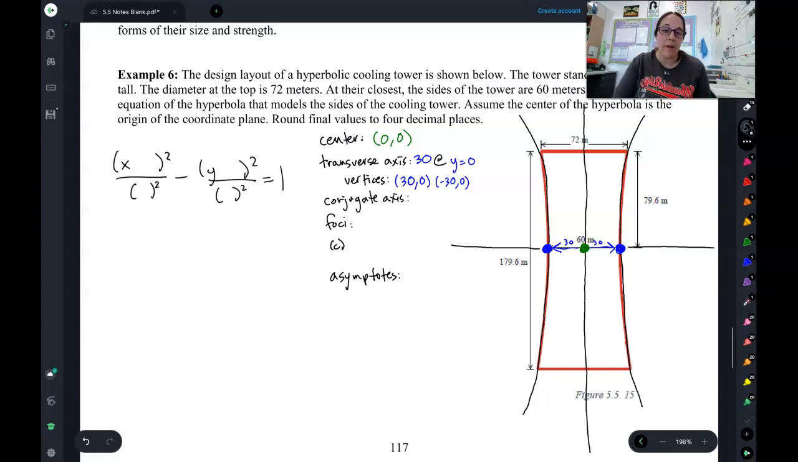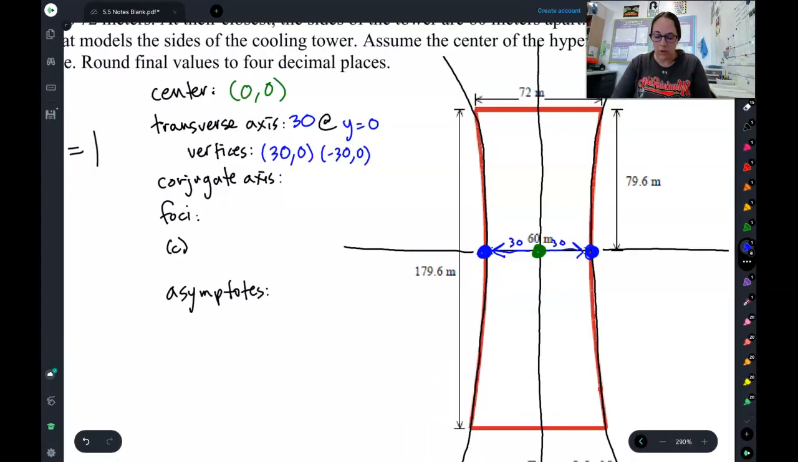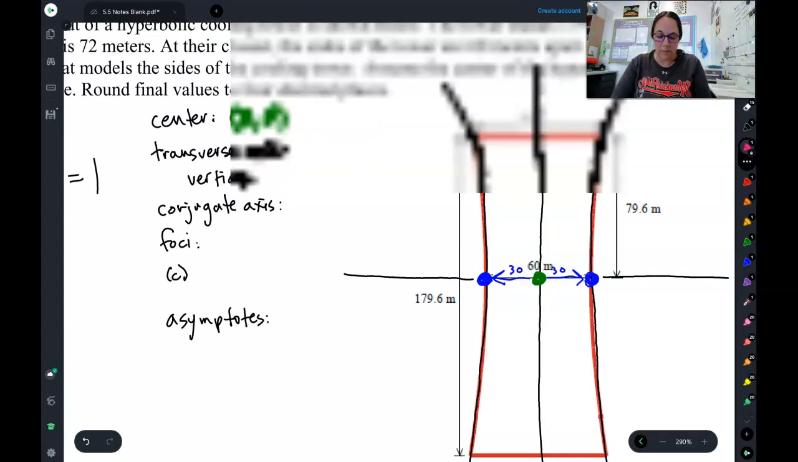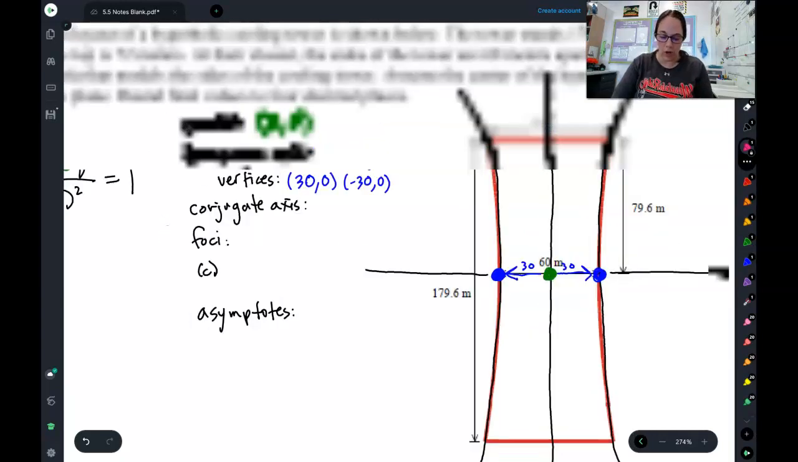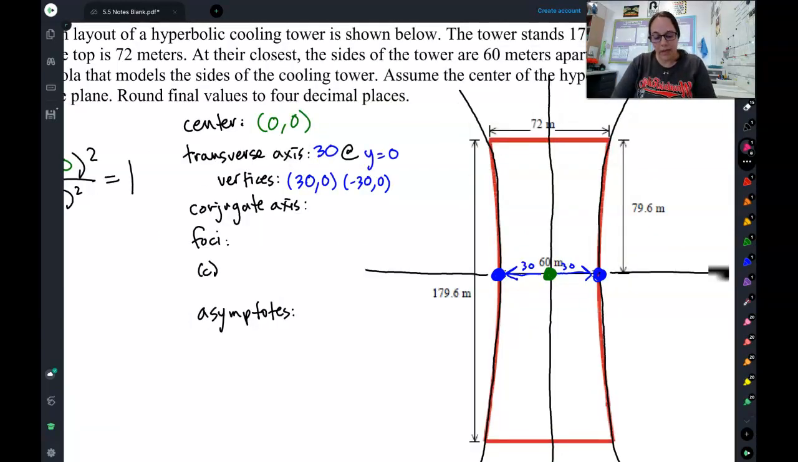So that's my final answer. That's the equation I'm trying to get to. I know I can fill in h and k, and I can fill in my transverse axis. I know that. So it looks like the only thing I don't know for my final answer is my conjugate axis. So what I'm going to do is come back to this cooling tower and find a specific point on this cooling tower that I know. Meaning I know this point right here. I can label this point as (x, y).